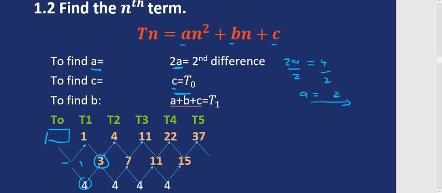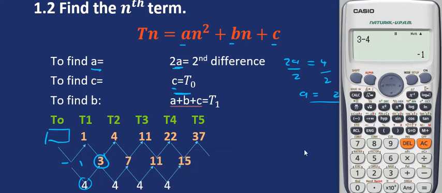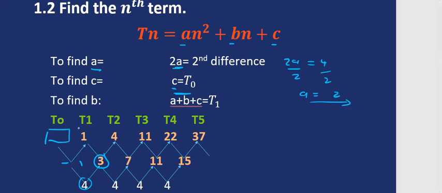So to get back to our T0, we take the 3. All right, so we are here. So we'll take 1 and we subtract the minus 1. Remember, we're going back. 1 minus negative 1, I'm going to put that in brackets because it's a negative number, will give us a T0 of 2. So that means our C is also 2, because our C is equal to T0.